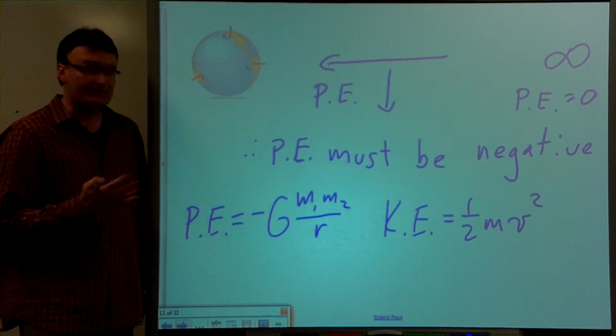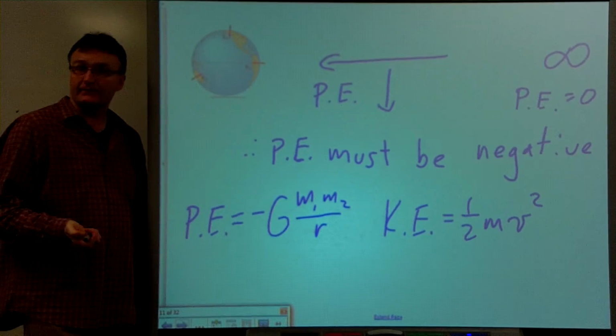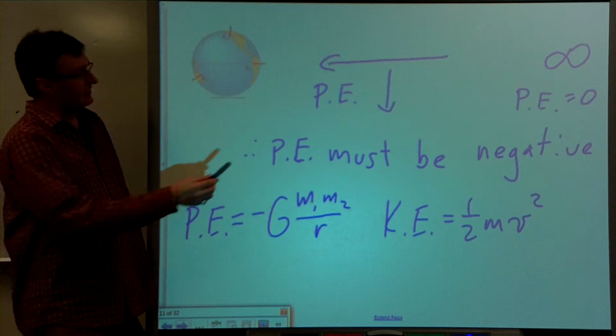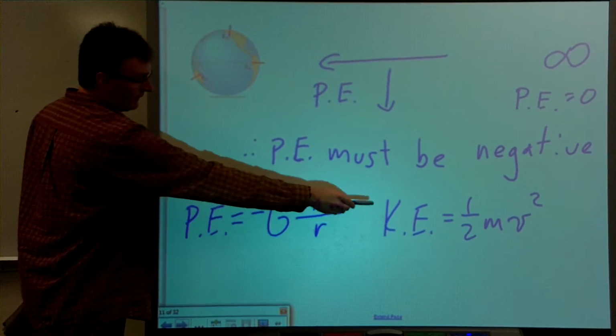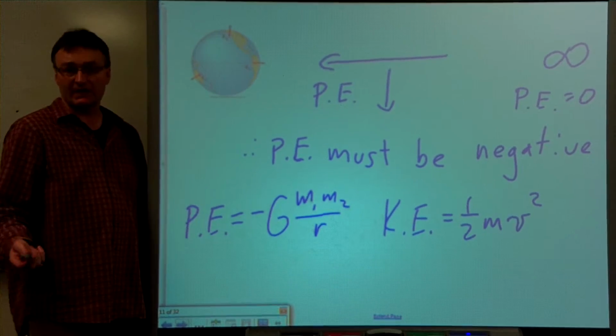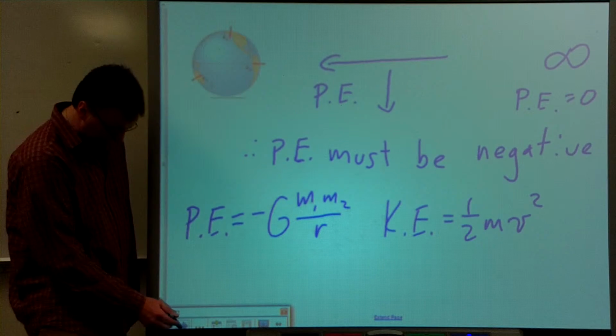Now, kinetic energy is the same. It's still 1/2 mv squared. So potential energy, when we're talking outer space, is minus G m1 m2 over r. Kinetic energy stays the same, 1/2 mv squared.